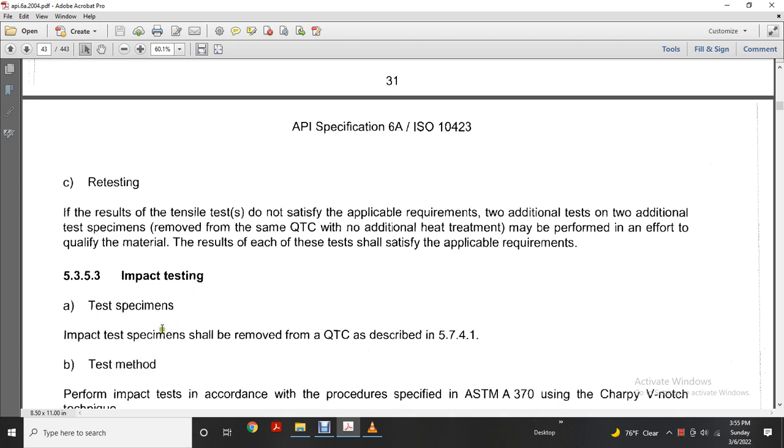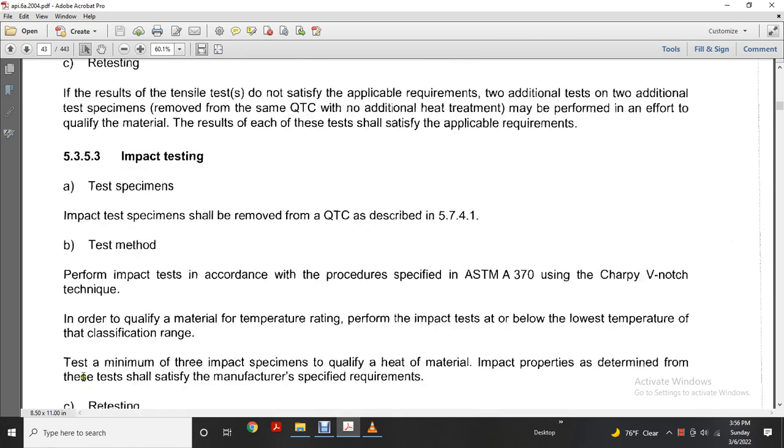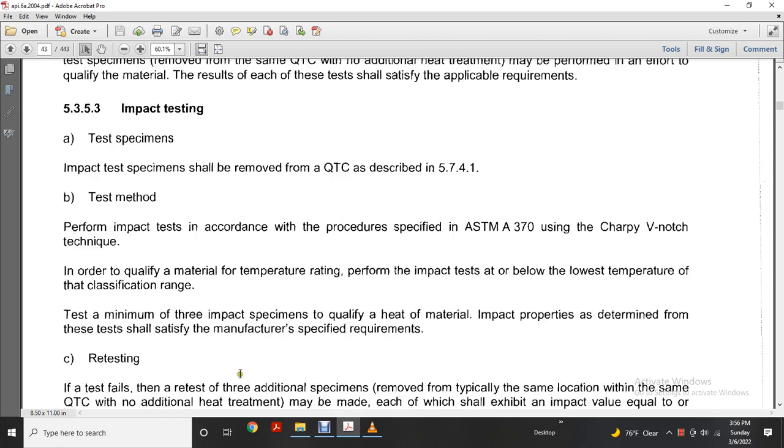Impact testing. Impact test specimens shall be removed from the QTC as specified in 5.7.4.1. Perform impact testing in accordance with ASTM A370 with Charpy V-notch, in order to qualify the material with the temperature rating. For the temperature classification range of the test, a minimum of 3 impact specimens shall qualify the heat material. The impact properties shall satisfy the manufacturer's specified requirement.